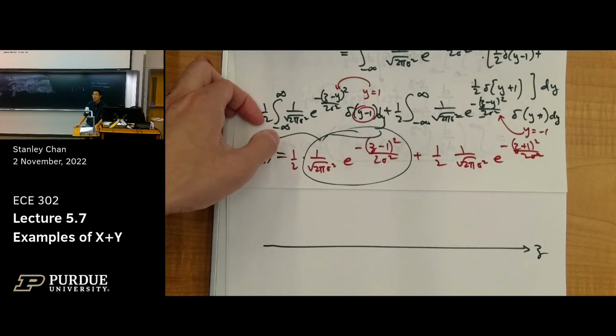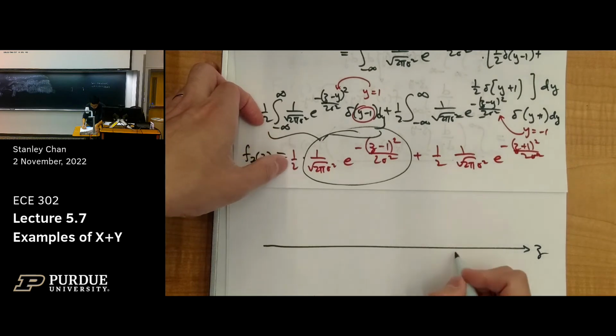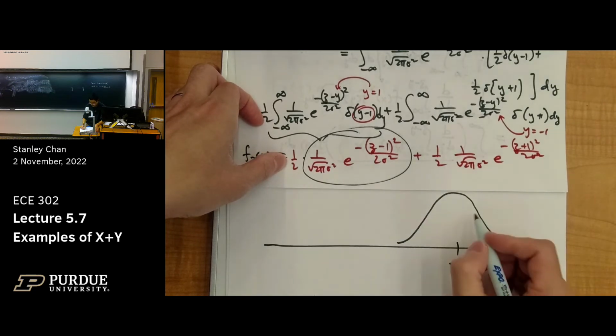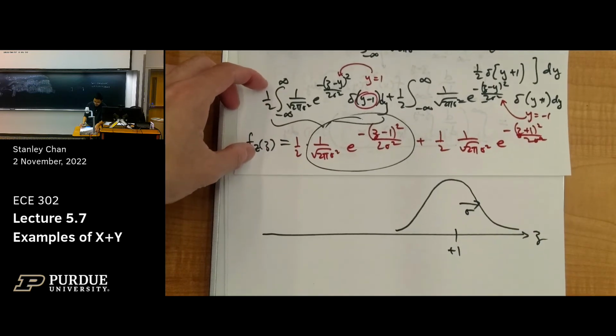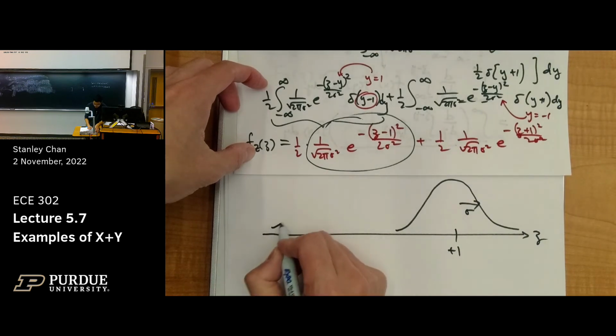Can anyone describe the shape of this function? Yes? Gaussian. Where is it centered? 1. Okay, so let's put a 1 here. Let's draw a Gaussian. The variance is sigma. How about the other guy? Of course, it's -1.